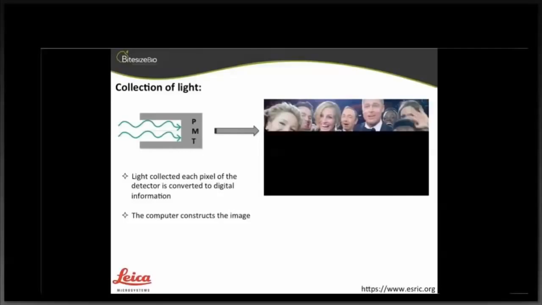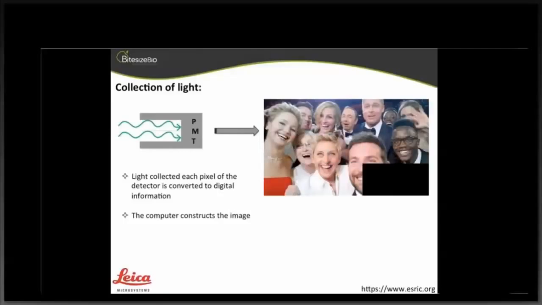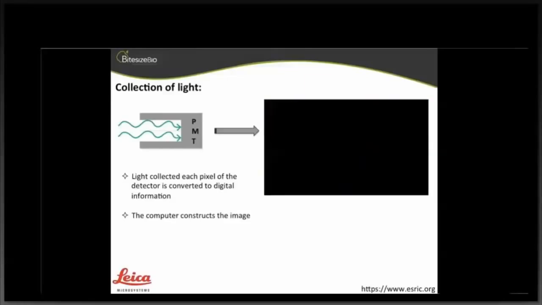Okay, so a photomultiplier tube does exactly what it says. It collects photons and it amplifies their signal. So it creates a digital signal that can then be processed by a computer, which generates your image. And it does this pixel by pixel. So when is it good to use a confocal?